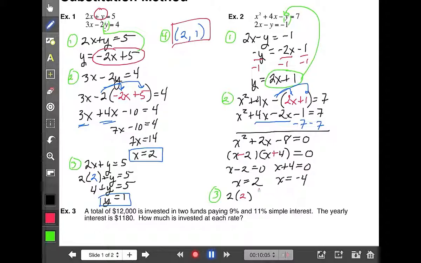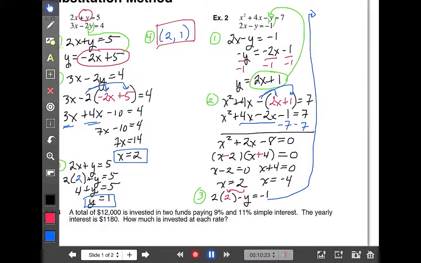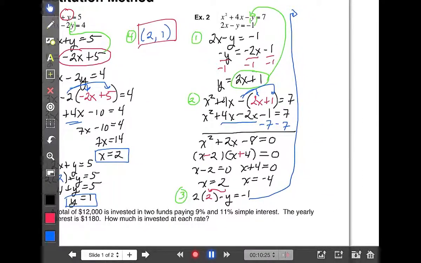So this 2 right here went in here. And I've got minus y equals negative 1. And so I am running out of room. So I'm going to move my work all the way up here. And on top of that, I'm going to move it over as much as I can. There we go. All right, so I end up with 4 minus y equals negative 1.